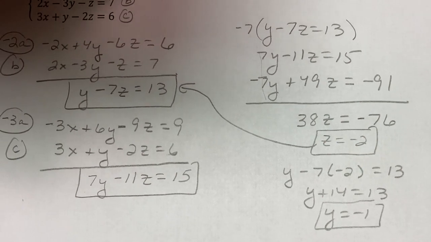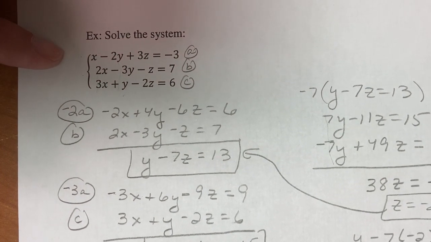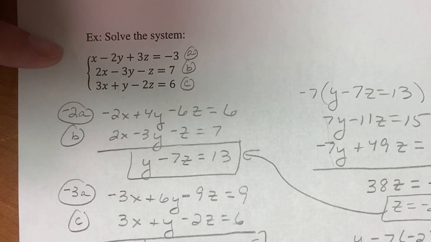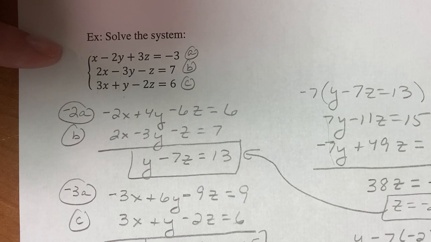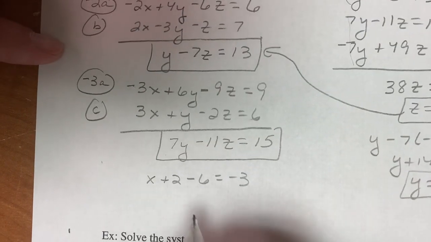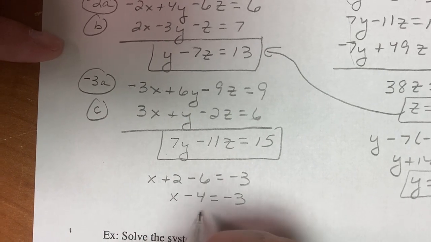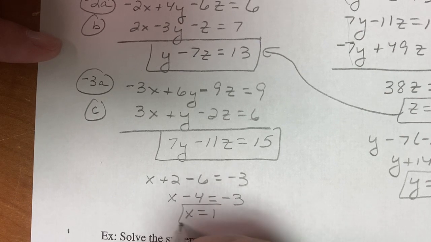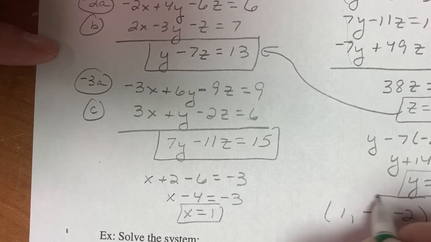And then to find my last variable, I have to go up into one of the top equations. I think I'm going to go up into the top one. So I'm looking for x minus 2 times y, that's going to be plus 2, plus 3 times z would be minus 6, equals negative 3. So this would be x minus 4 equals negative 3. So x is going to be 1. So my ordered triple is 1, negative 1, negative 2.